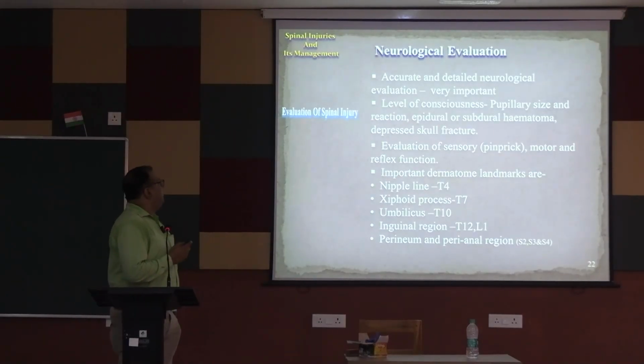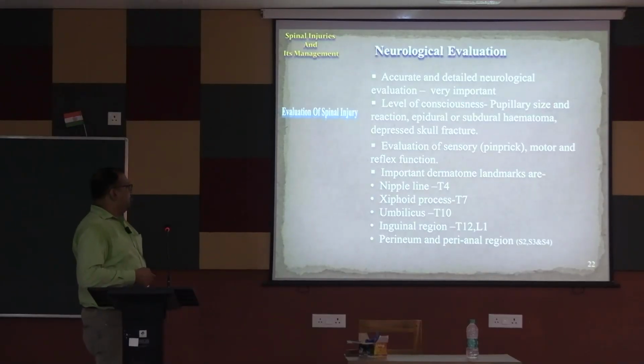So neurological evaluation is, first of all, level of consciousness, pupillary size and reaction. Epidural and subdural hematoma have to be evaluated, because there may be a head injury, or a depressed skull fracture, which is very obvious. Evaluation of sensory function, that is pinprick, motor and reflex function needs to be done.